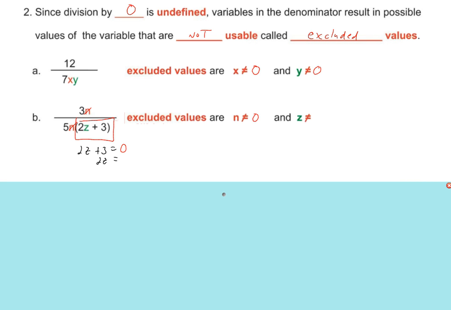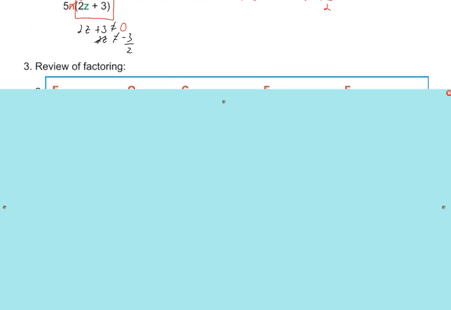Move the 3 to the other side, divide by 2, and in this case, we're figuring out what z cannot be. So z cannot be negative 3/2. So n cannot be 0, and z cannot be negative 3/2. Any value of a variable that will make the denominator 0 is not allowed. It's excluded. It's not usable. Okay? Same concepts as solving quadratics if you can't see that clearly in your head. All right, so let's do a quick review of factoring here.